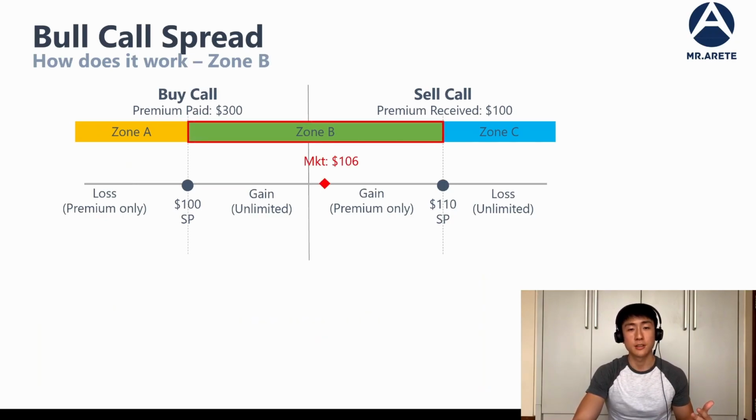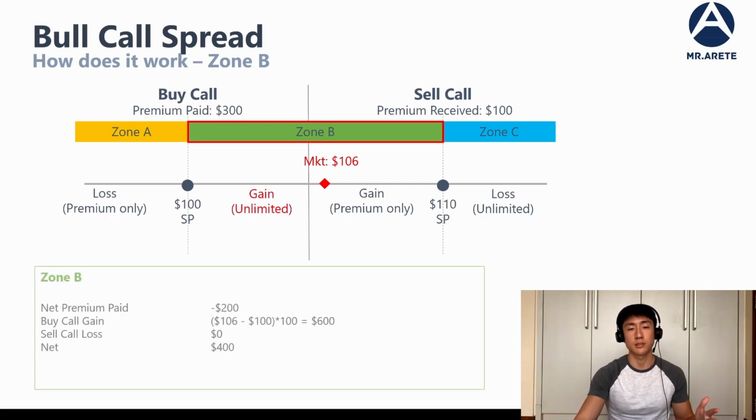Now, in zone B, let's assume that the stock market price closes in between our strike prices of $100 and $110. So what happens in this scenario is this. Our buy call will gain $600. Why? Because with our buy call, recall that we have the right to purchase the shares at $100. Now the stock market is at $106, which means we made $6 a share, and each option contract is 100 shares, therefore we make a gain of $600 from the buy leg. Now for the sell leg, we will not lose anything because our strike price is $110 and it will just expire worthless. So our net gain would be $400, because we gain $600 from the buy call, and recall that you have to account for the net premium that you paid, which is minus $200. So plus $600 minus $200 gives you a net profit of $400 for this scenario.